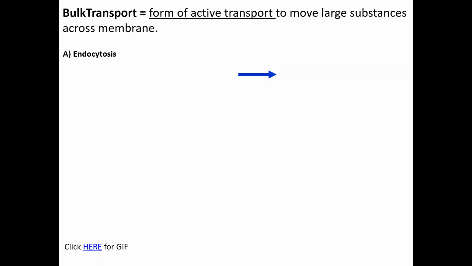Okay, bulk transport, bulk, think big things. It takes energy to move big things across the membrane because they're big. So all this requires energy. So we've got something called endocytosis, and that means moving large materials, large particles, into a cell.